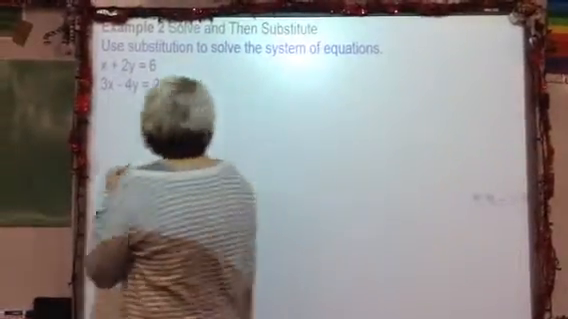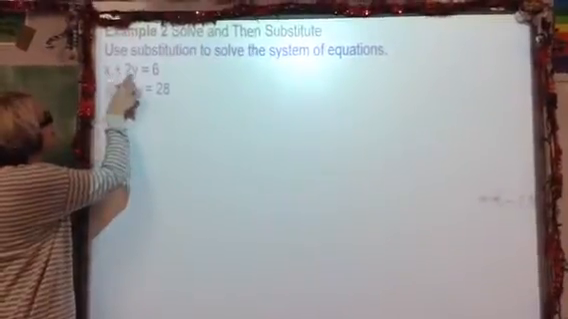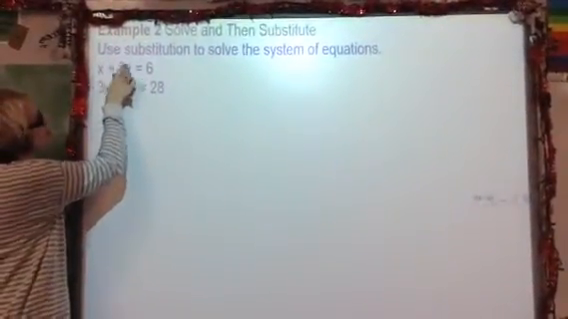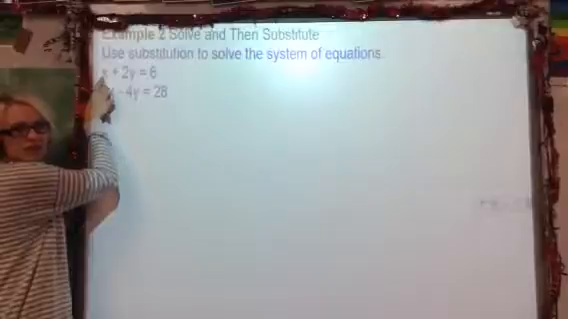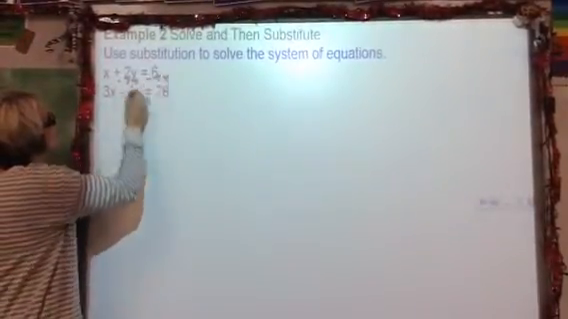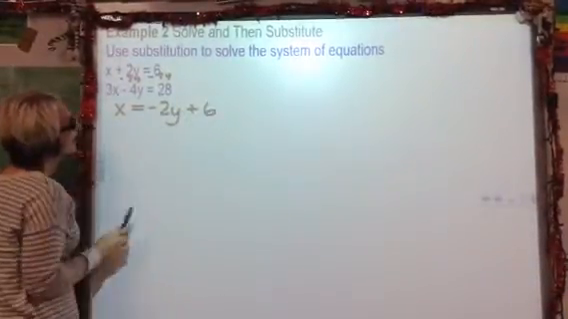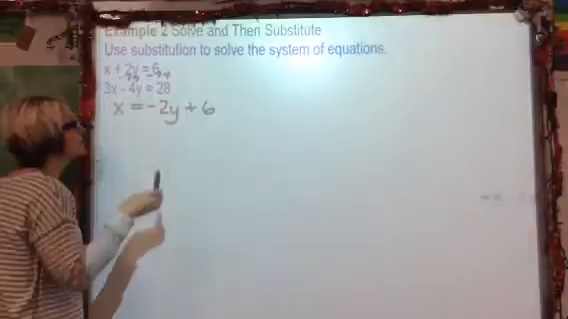Now in this situation, I want to use substitution again, because that's what we're practicing. But this equation has this 2y here, so I want to solve it for x so I can have the x by itself. So I'm going to subtract 2y. So I have x is equal to negative 2y plus 6. Now I have something that will be good to substitute.